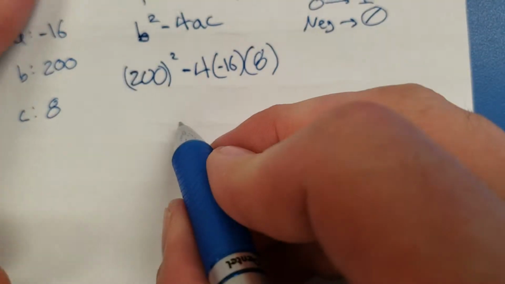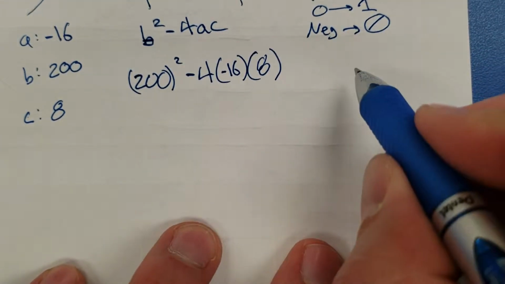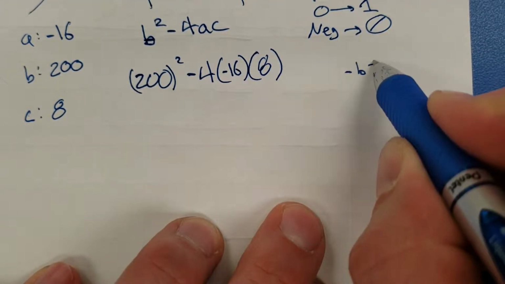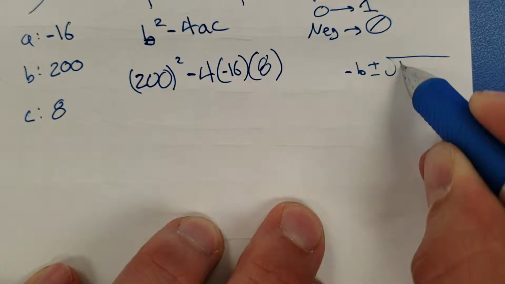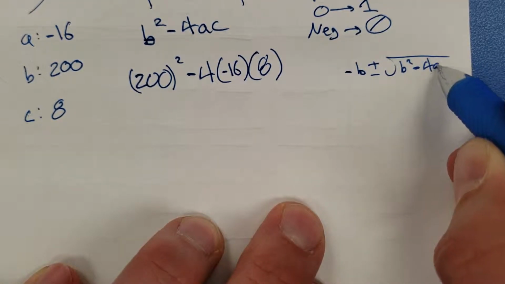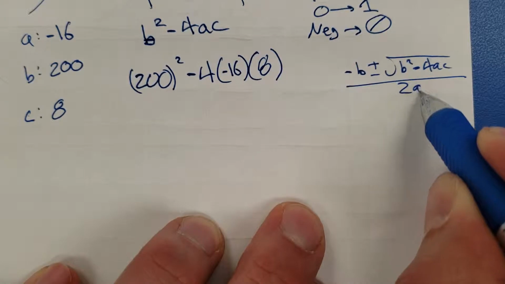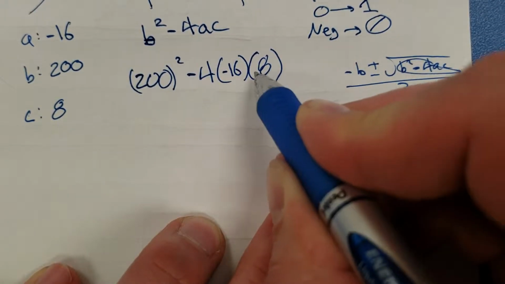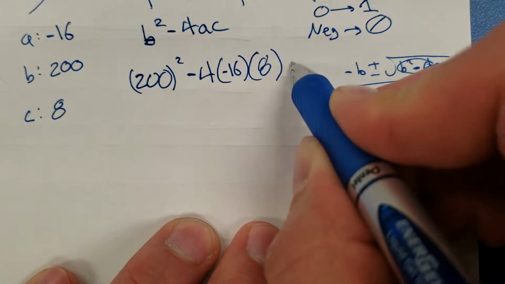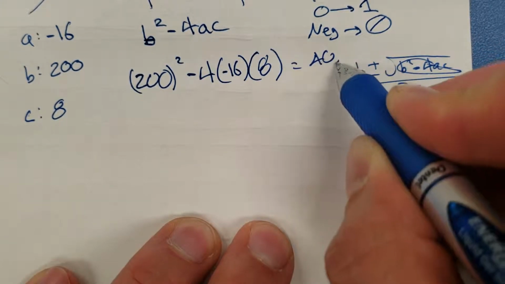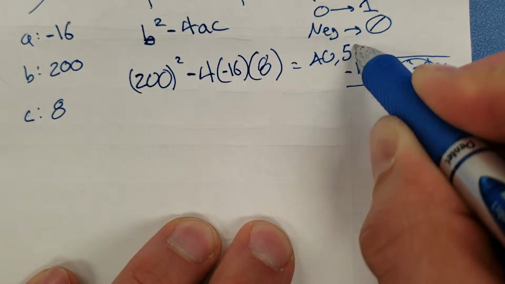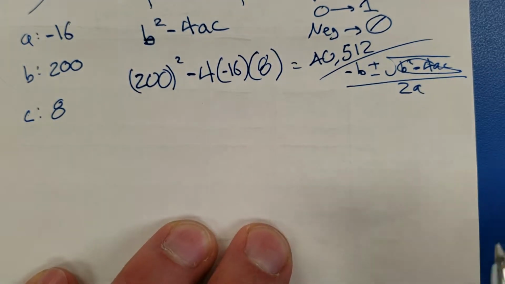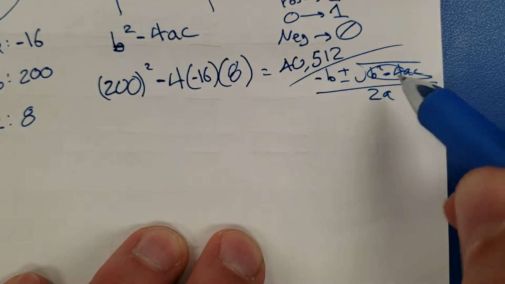Okay. So let's use the rest of the formula. What's the rest of the formula again? The rest of the formula is negative b plus and minus the square root of b squared minus 4ac all over 2a. I already did that part. All of that is, what did that turn into? It was 40,512. Sorry about my spacing. Should have more room there. Yeah, I already did all that. That's the worst part of the formula.